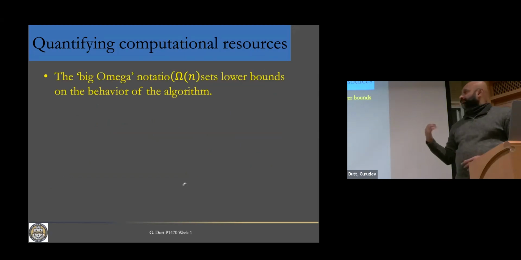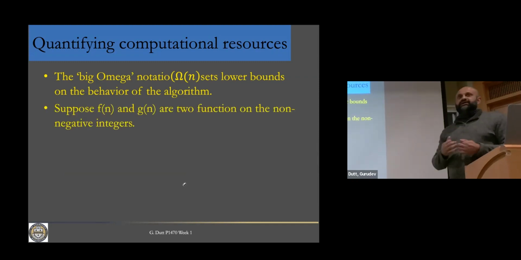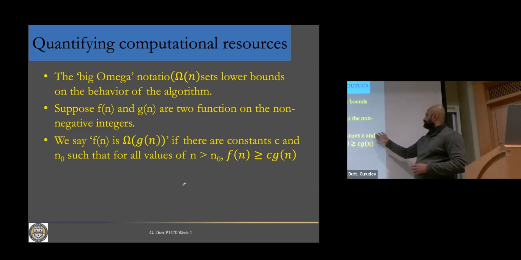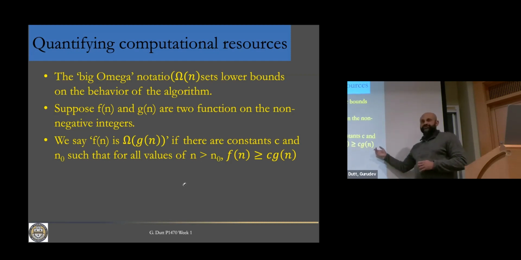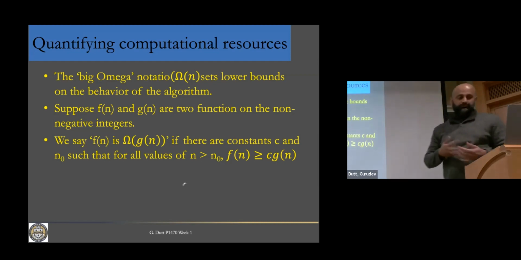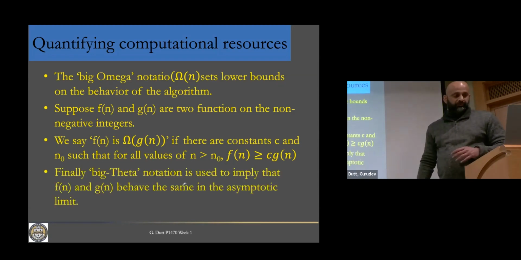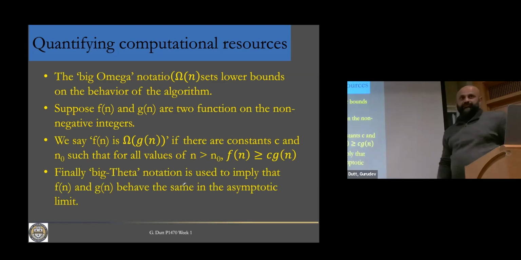There's one other notation, which is big omega notation, which sets lower bounds on the behavior of the algorithm. So again, it's the same idea. I have f of n and g of n functions on the non-negative integers. And we say f of n is omega g of n, again, if there are constants c and n naught such that for all values of n greater than n naught, f of n is bounded below by c g of n. So at worst, it'll always be faster than this g of n. And we can also use something called big theta notation. It means that f of n and g of n are the same in the asymptotic limit.